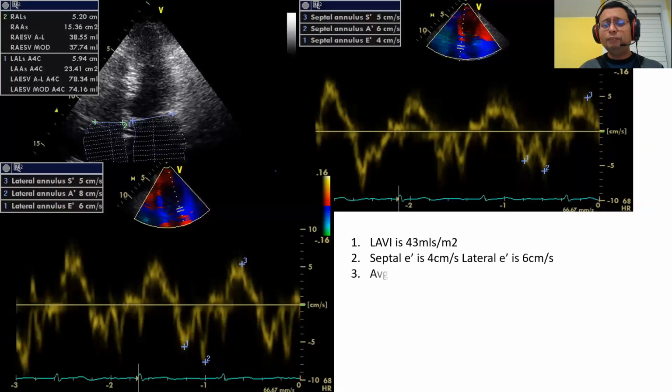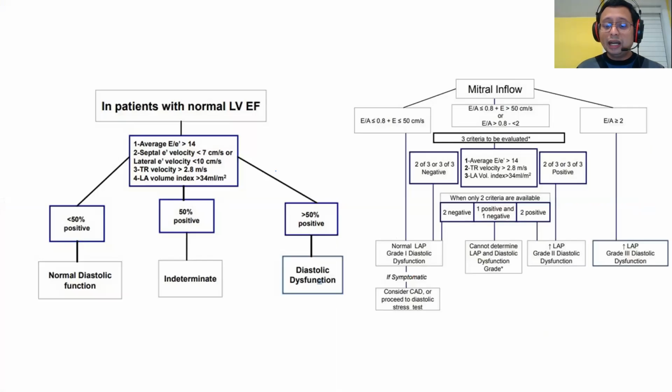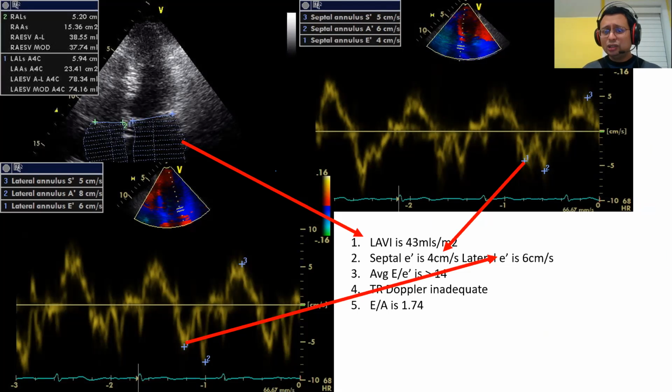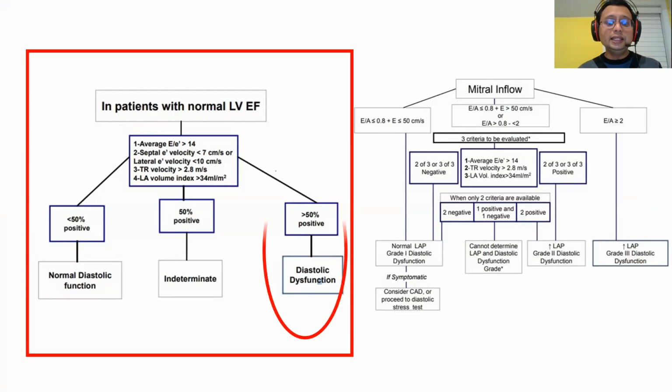So those are the patient's numbers. You can see that the LA volume index is 43. You ask yourself, is it more than 34? Yes. Look at septal E prime, it is less than 7. Look at lateral E prime, it is less than 10. Look at average E over E prime, it is more than 14. So what happened? Out of 4 criteria, 3 criteria are positive. The LV looks normal. However, 3 criteria are positive. So by algorithm 1, you decide this patient has diastolic dysfunction.